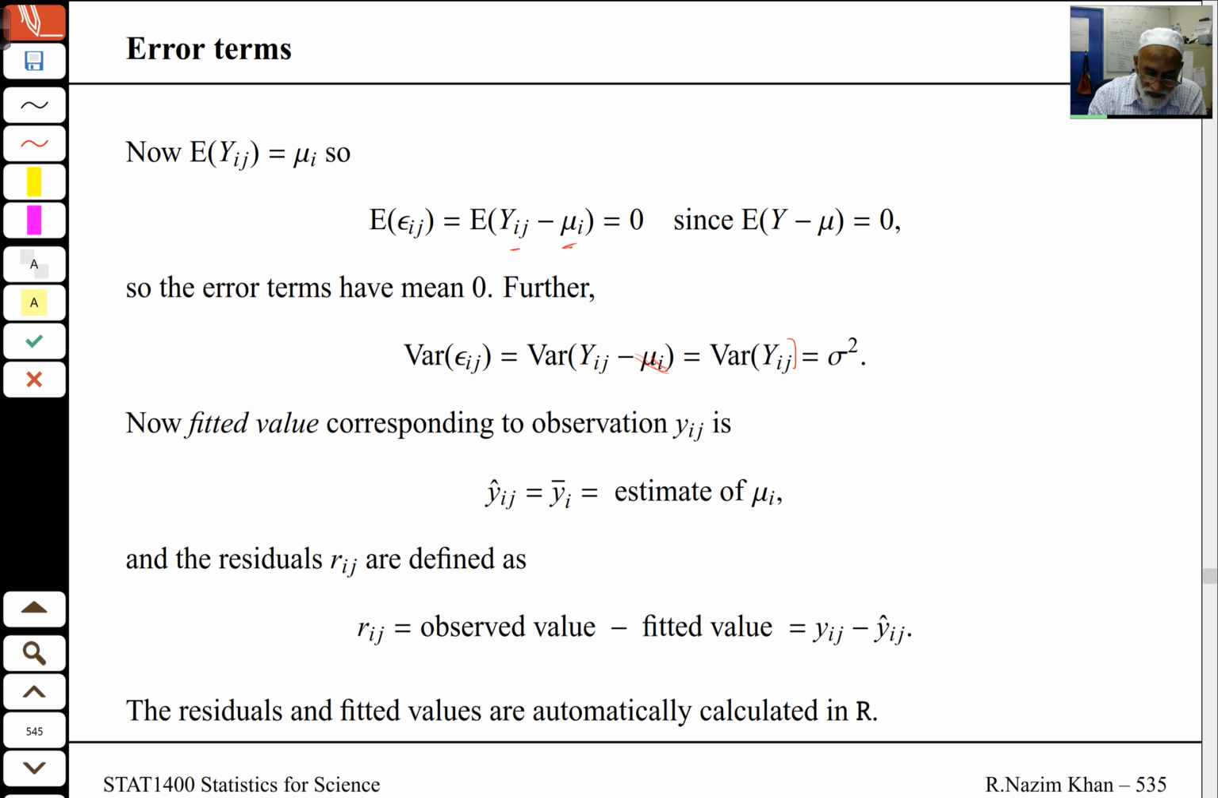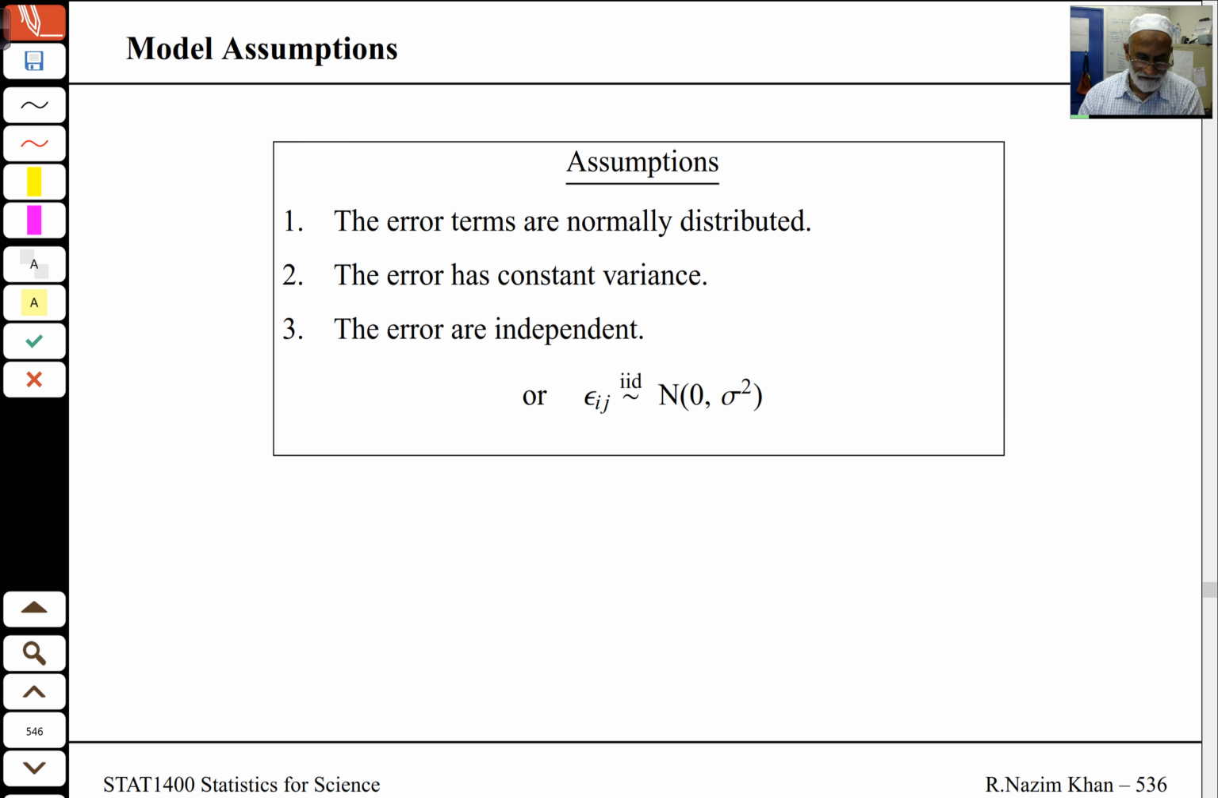Now the fitted value is essentially the group mean. For y_ij, the fitted value y_ij hat is the group mean. This is the estimate of mu i. And the residuals are defined as observed minus fitted, so it's y_ij minus y_ij hat, or if you like, y_ij minus y_i bar. So residuals are automatically calculated in R, and you can use them for purposes as we'll see. So the assumptions here we can write in terms of residuals.